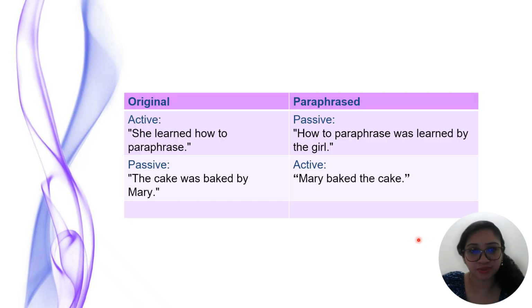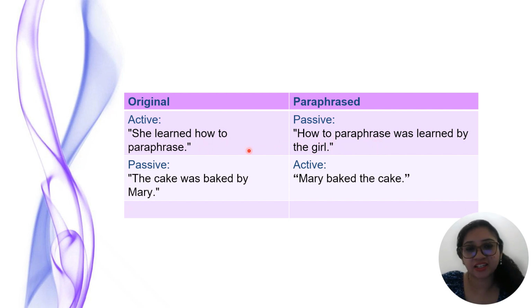So here are some examples. If the original sentence in the active voice is she learned how to paraphrase, then you can paraphrase it into the passive form by saying how to paraphrase was learned by the girl. So you can see that there are a few changes made here. The pronoun she has been replaced with the girl, and the phrase how to paraphrase, this part from the back, is brought to the front.